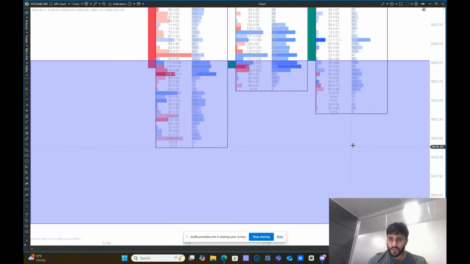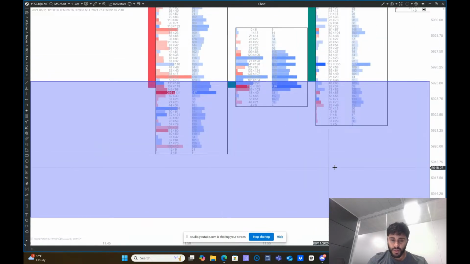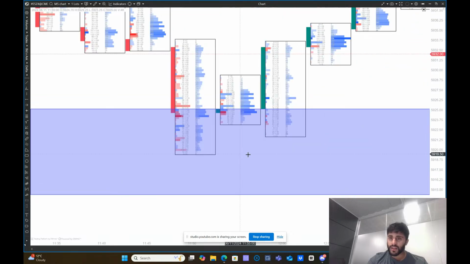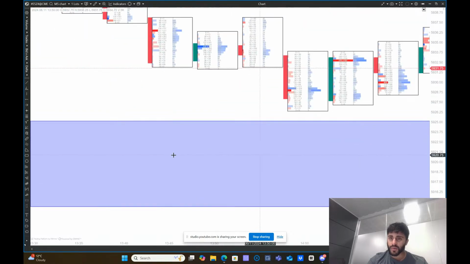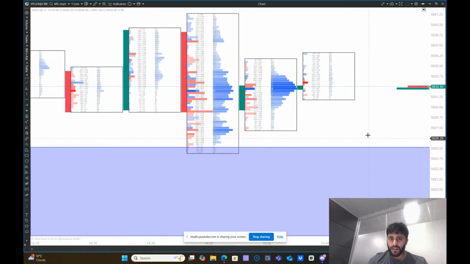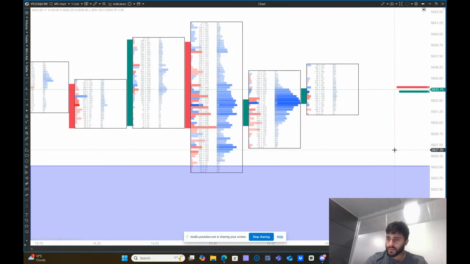Okay, let's continue going. So this is the area I'm waiting for price to sweep. Notice how we had some red delta over here. We had a lot of aggressive selling, but we haven't had a finished auction here or here. So I want to see price come back into this level before we take any potential buys. Let's see how price behaves, right? Price is printing live on the charts.